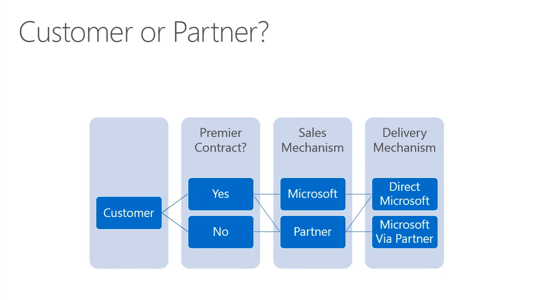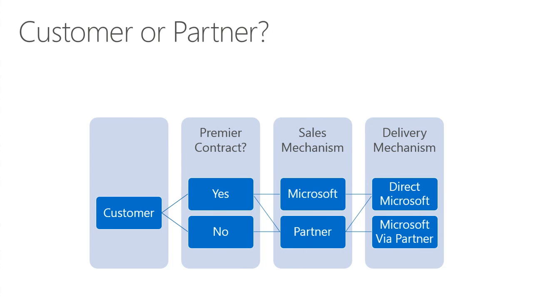So how do we get RAS? It's always delivered from Microsoft. It's a Microsoft product, a Microsoft-hosted site and service. If you have a Premier contract, you can just speak to your account manager and get this delivered. It's through Microsoft, delivered direct from us.